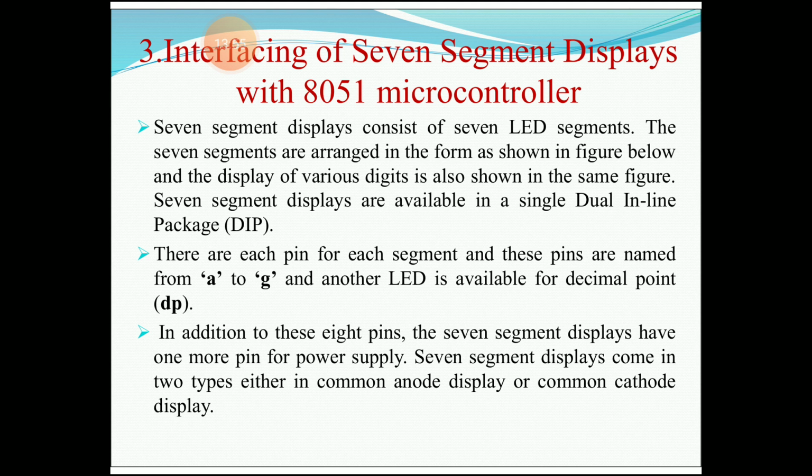There is one pin for each segment, and these pins are named from small a to small g, and another LED is available for the decimal point, that is DP. In addition to these 8 pins, the 7 segment displays have one more pin for power supply. 7 segment displays come in 2 types, either common anode display type or common cathode display type.